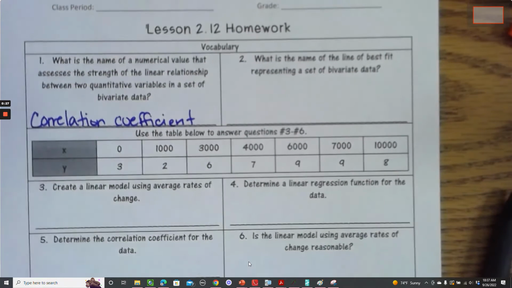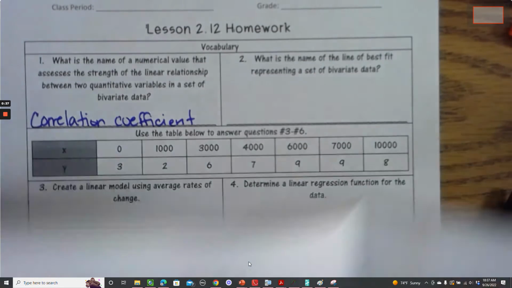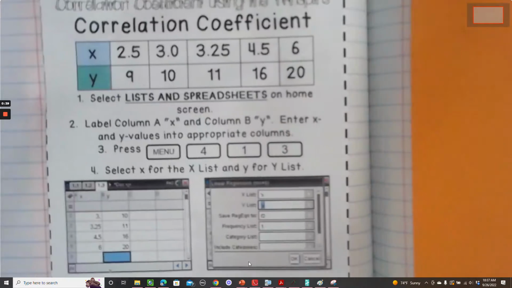Okay? Who's got my book? I got it. I got my book. Is that a correlation? Correlation, C-O-R-R. Here it is, written big.